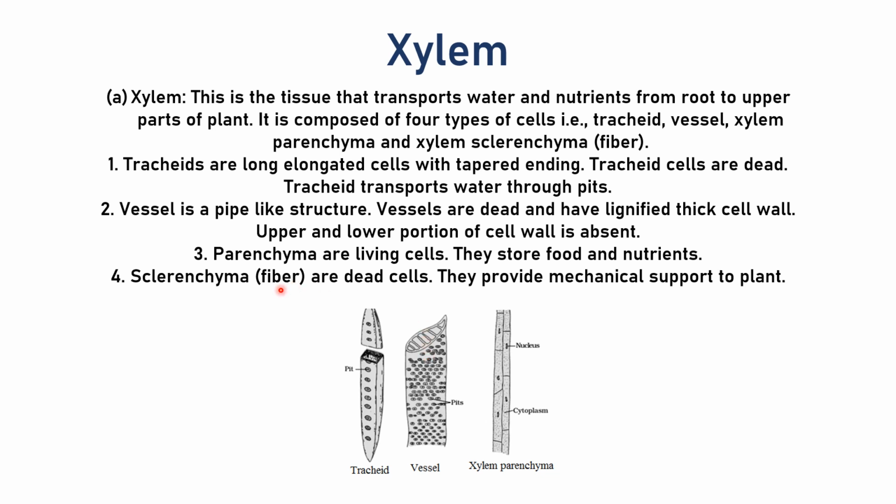Then coming to the parenchyma, as I told you before, as soon as you hear this word parenchyma, it is responsible for the storage of food and nutrition, right? And sclerenchyma, of course, is made up of dead cells. They provide mechanical support to the plant. Sclerenchyma provides mechanical support to the plant. This is xylem.